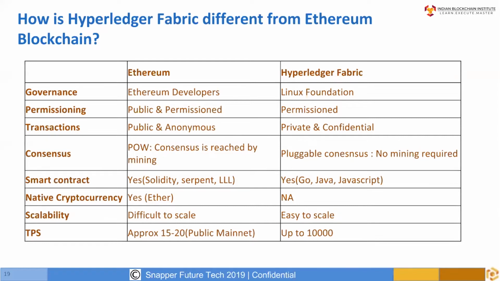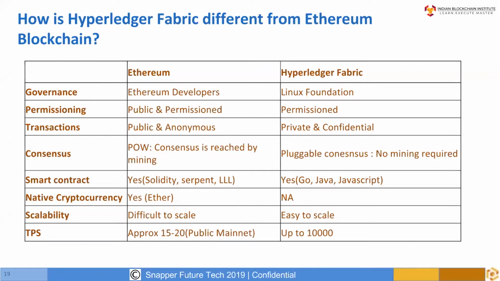Smart contract, yes. So in Ethereum, there is a smart contract written in Solidity, Serpent, Viper, Lisp-like language. So these are the four languages which can be used to write smart contracts. In Fabric, there is Go, Java, JavaScript. Yeah. Native cryptocurrency is Ether. Fabric does not have any crypto. Scalable, difficult to scale because of the architecture in Ethereum, and easy to scale in Fabric, and that is because of the architecture.